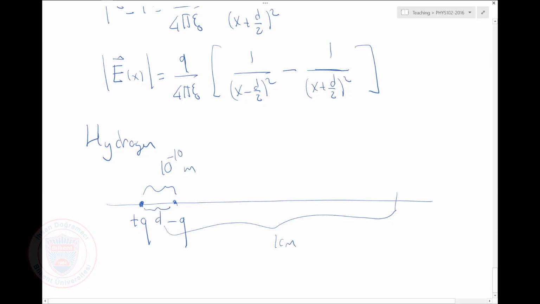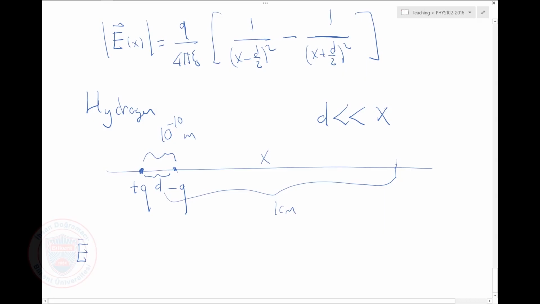However, maybe I don't really need to talk about all this detail. Maybe there is a simpler formula. I can approximate it to a simpler formula, because the distance of my dipole, d, is much, much smaller than the distance from the dipole to the observation point. So can I approximate this formula and get a better answer for the dipole electric field? And that's what I'll do.